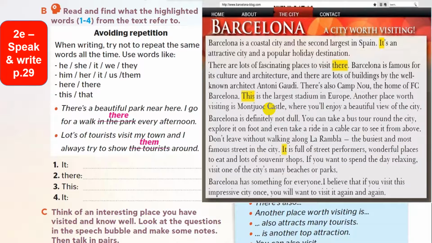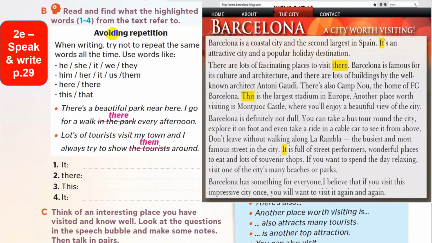Okay, now let's move on to exercise B. Read and find what the highlighted words from 1 to 4 in the text refer to. I want you to think about this one. Have a look at the words it, there, this, and it. What are they referring to here? Just before that, I want to give you a tip.